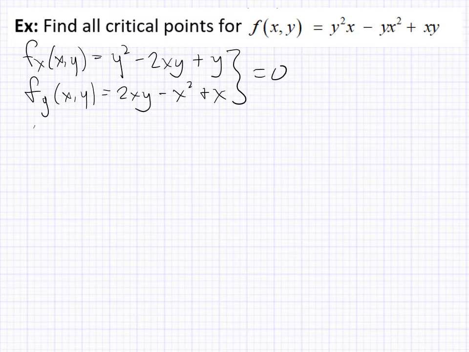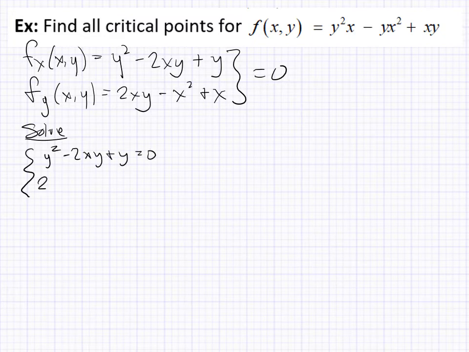So we want to solve this system. We want to say, all right, let's look at this. We want to solve this system of y squared minus 2xy plus y equals 0 and 2xy minus x squared plus x equals 0. Now this isn't just a simple linear system of equations in two variables like you would have seen back in, say, like Algebra 1. It's a little more involved, but still just two variables.